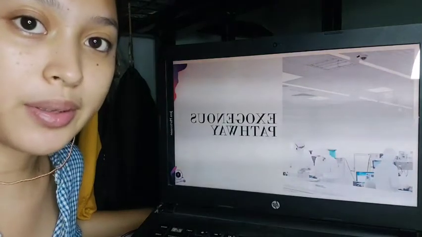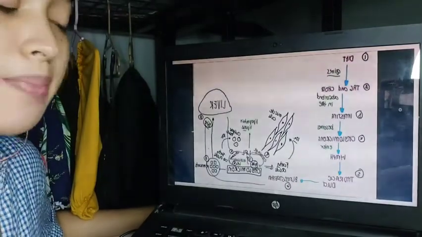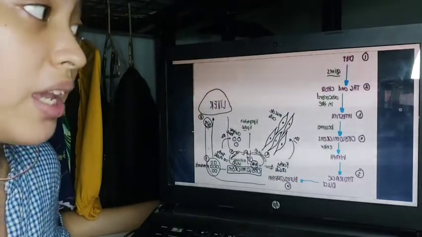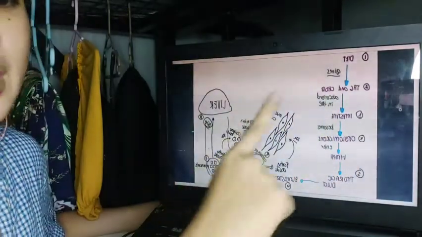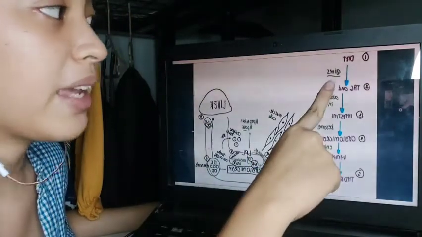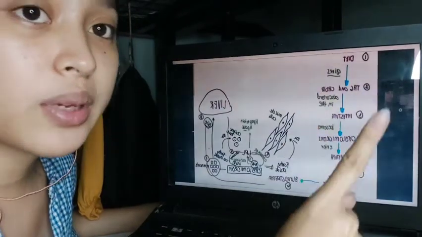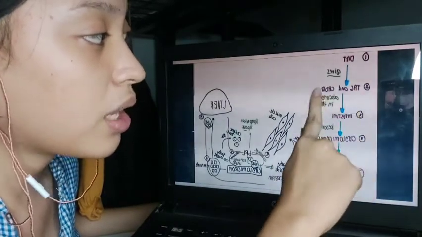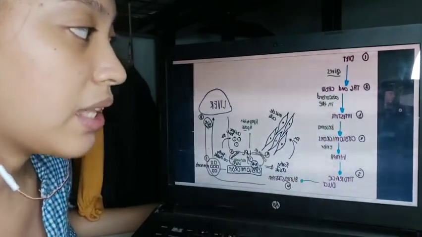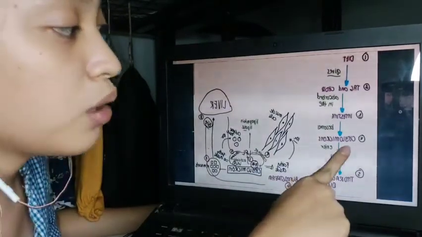So first, I'm going to tackle the exogenous pathway. The exogenous pathway is a dietary type of pathway involving liver-synthesized lipoproteins. Our diet gives triglyceride and cholesterol, which are absorbed in the intestine, specifically our small intestine. And then our triglyceride and cholesterol will become chylomicrons.